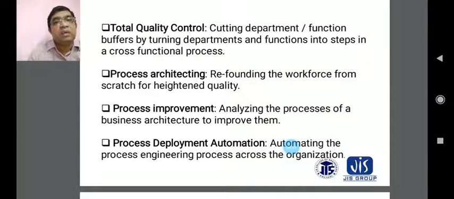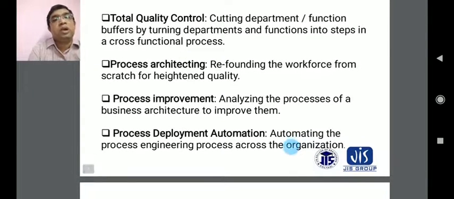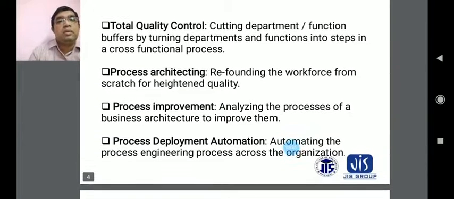And another thing, process architecting: refounding the workforce from stress for heightened quality is also required. Basically, sometimes we can see that one process applied in manufacturing units does not produce good or the best type of products. Then you have to redo the process architecting, and refounding is also required for the workforce, and sometimes we have to start from scratch, and hiring can also be considered for quality.